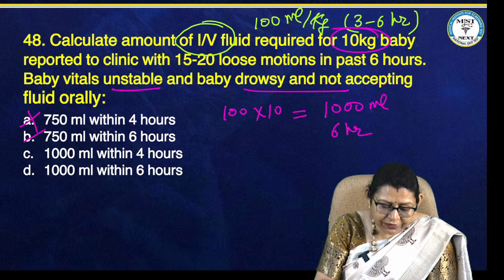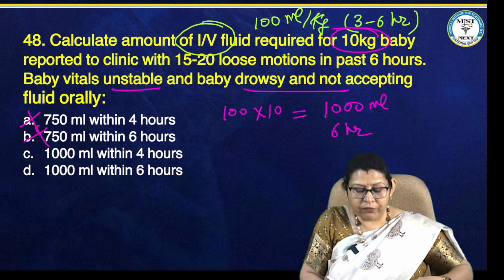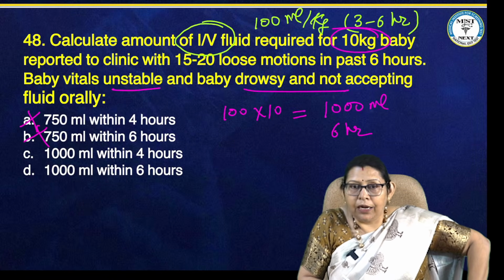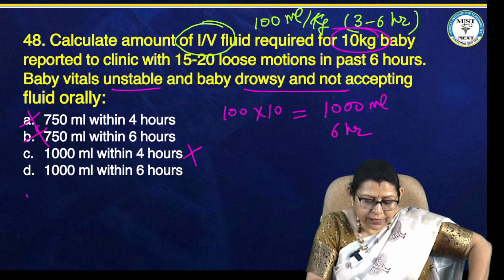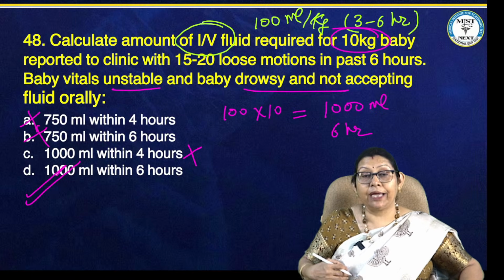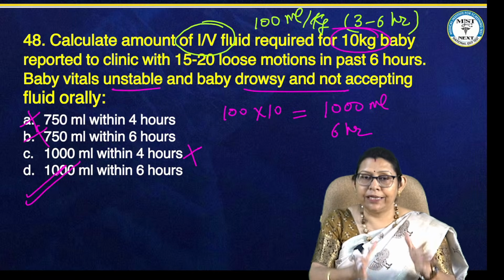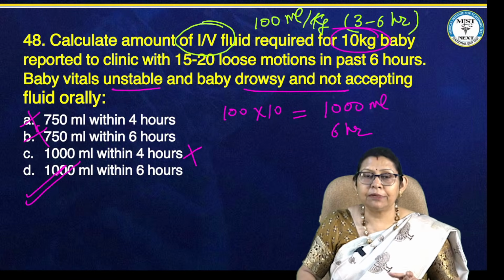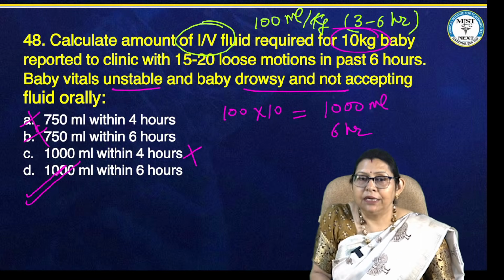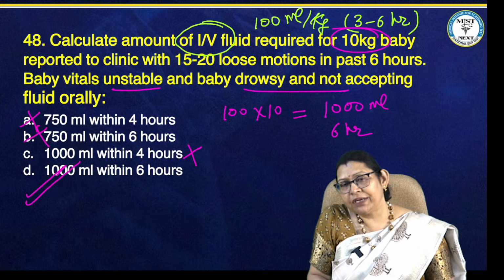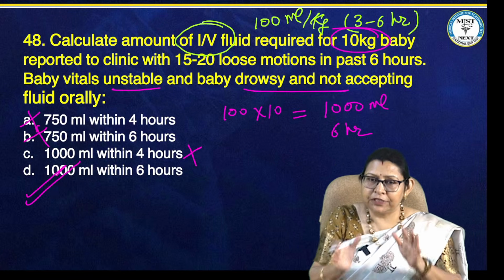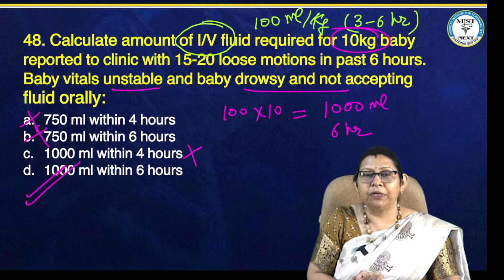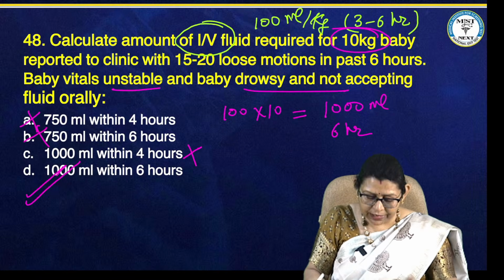So 750 out because 750 आपका जो है वो ORS के लिए है. ठीक है, अब 4 hours is out. It is to be given in 6 hours. तो ये याद रखना, बेसिक है. ORS जो देते हैं 75 ml per kg to be given in 4 hours sip by sip and IV fluid it is 100 ml per kg to be given in 3 to 6 hours. First loading dose देते हैं आपका and then उसके बाद में we will be giving the remaining dose. ठीक है.